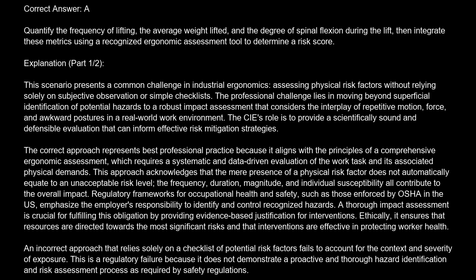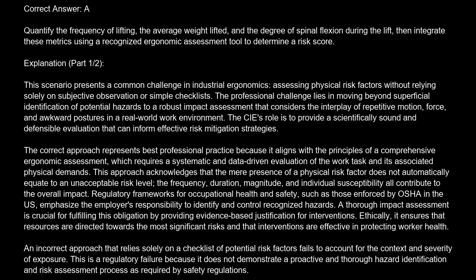The correct approach represents best professional practice because it aligns with the principles of a comprehensive ergonomic assessment, which requires a systematic and data-driven evaluation of the work task and its associated physical demands. This approach acknowledges that the mere presence of a physical risk factor does not automatically equate to an unacceptable risk level. The frequency, duration, magnitude, and individual susceptibility all contribute to the overall impact.